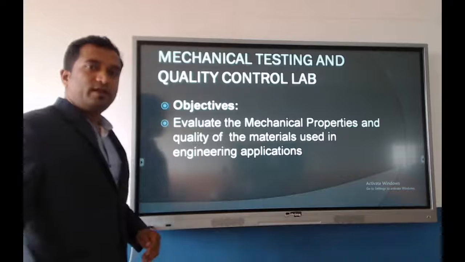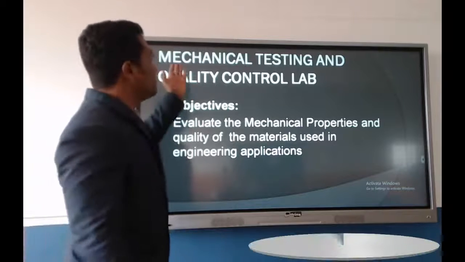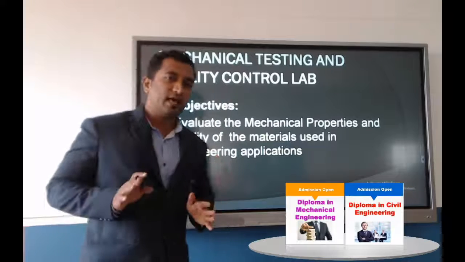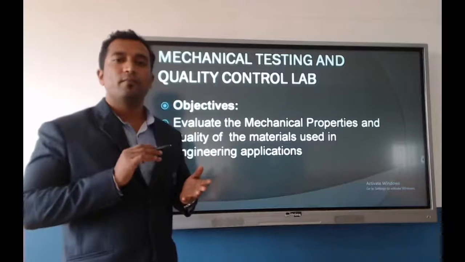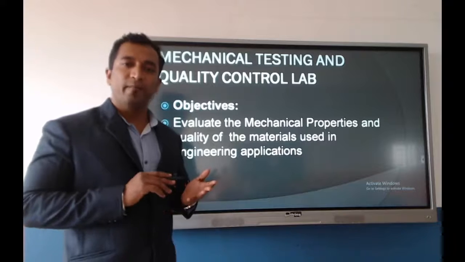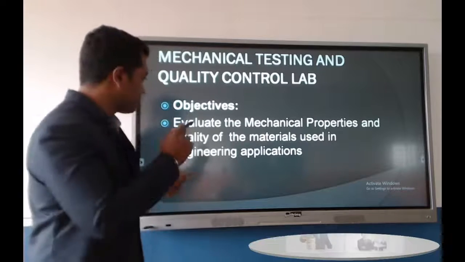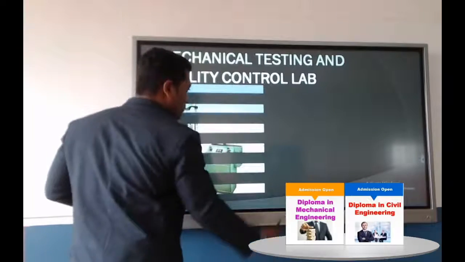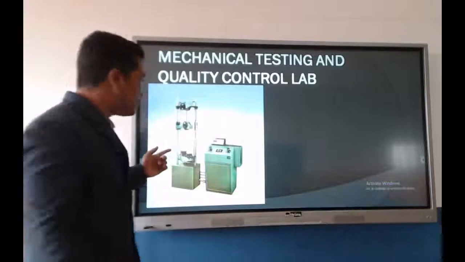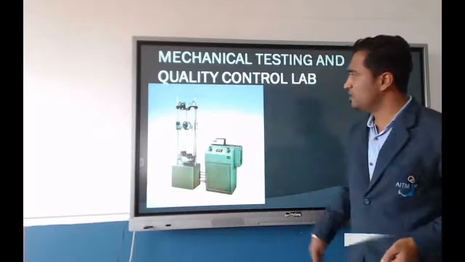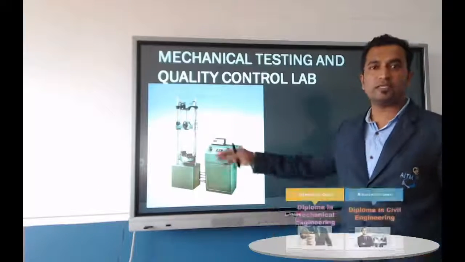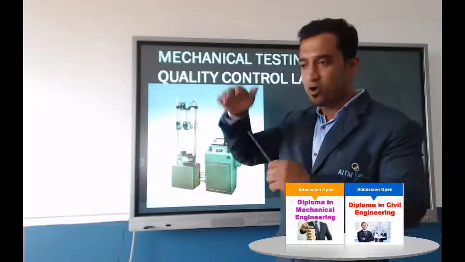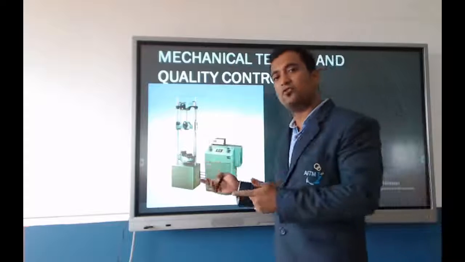Okay, then we come to the next lab, that is the mechanical testing and quality control lab. The motto of this lab is to understand the mechanical properties of metals and fluids and how to measure them. For that we will have different machineries. This is called a UTM, Universal Testing Machine. In this, we take a metal, we pull it or compress it, and we check the strength of that metal.